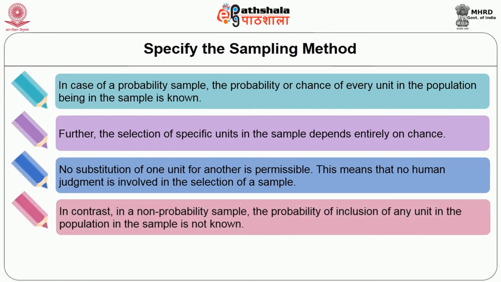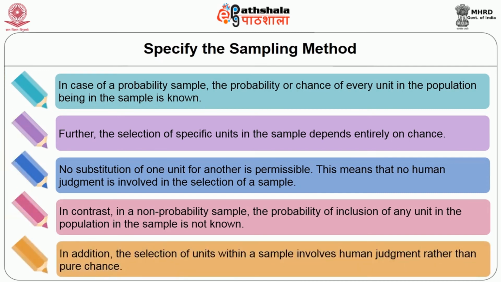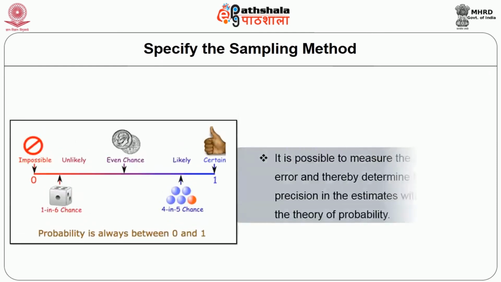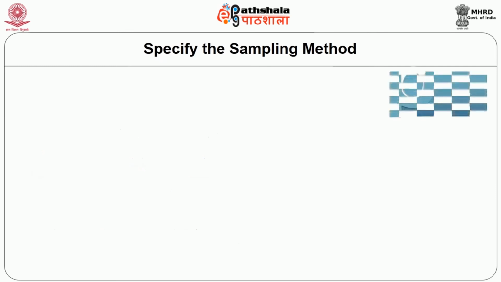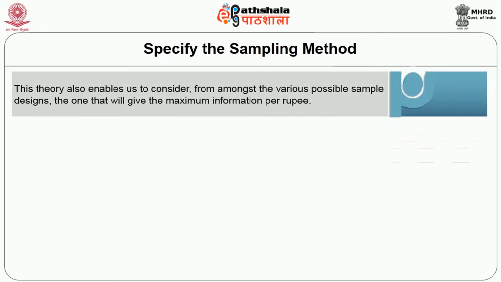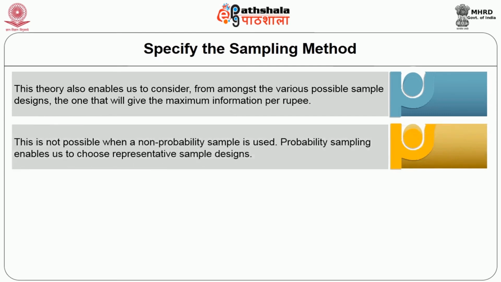In contrast, in a non-probability sample, the probability of inclusion of any one unit in the population in the sample is not known. In addition, the selection of units within a sample involves human judgment rather than pure chance. In case of a probability sample, it is possible to measure the sampling error and thereby determine the degree of precision in the estimates with the help of the theory of probability. This theory also enables us to consider from amongst the various possible sample designs the one that will give the maximum information per rupee. This is not possible when a non-probability sample is used.